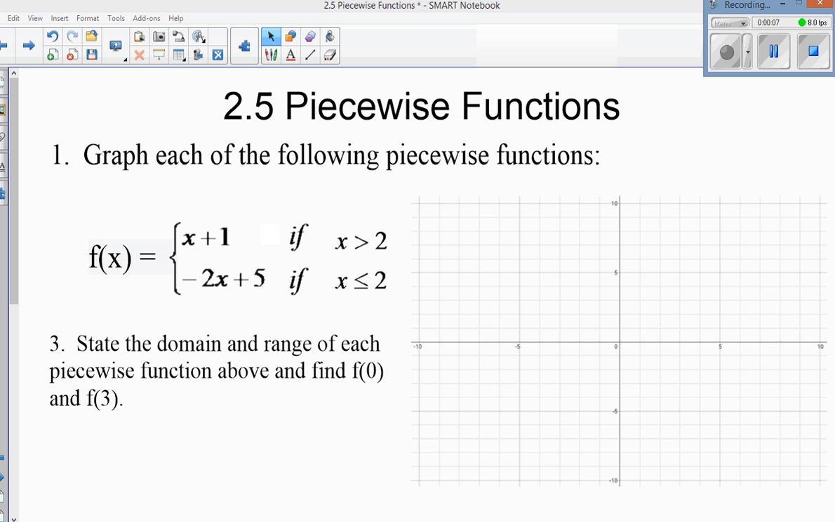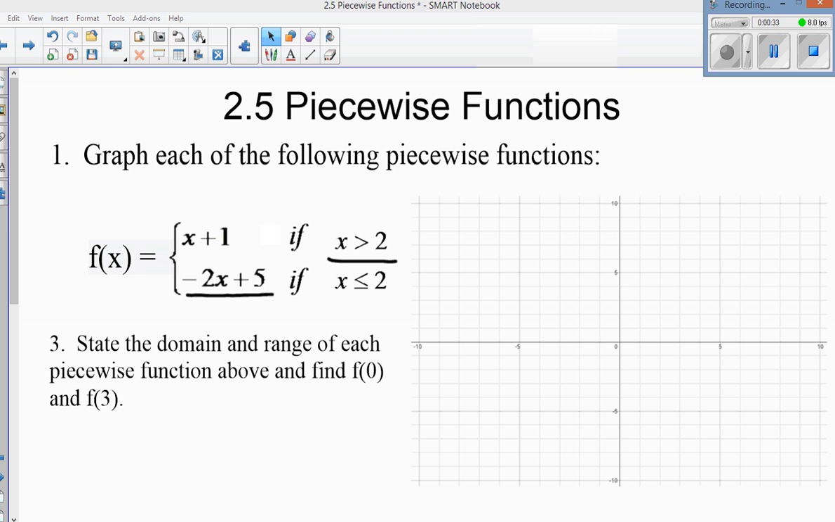So with piecewise functions, we're going to have multiple relationships being used to define a single function. These relationships are unique to certain intervals. For instance, this function f of x, you'll use the relationship x plus 1 if your x's are greater than 2. Well, if your x's are less than or equal to 2, then you'll use the relationship negative 2x plus 5.